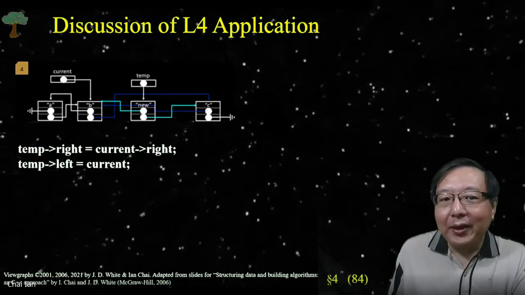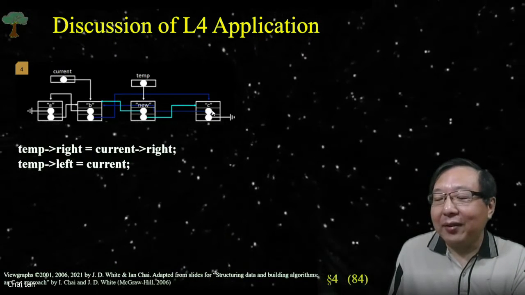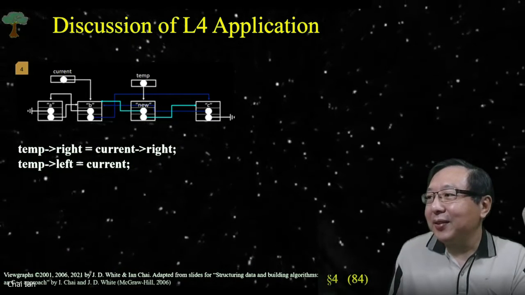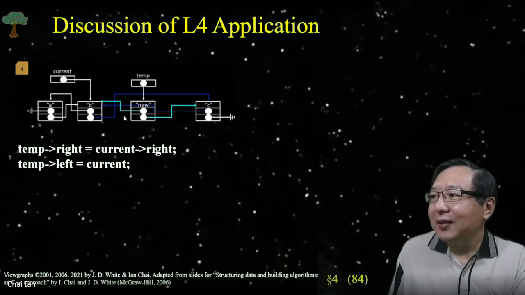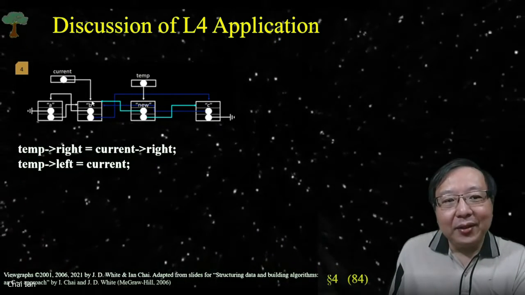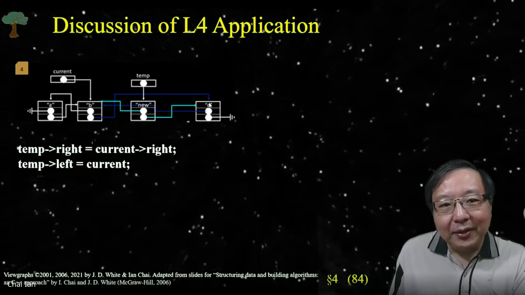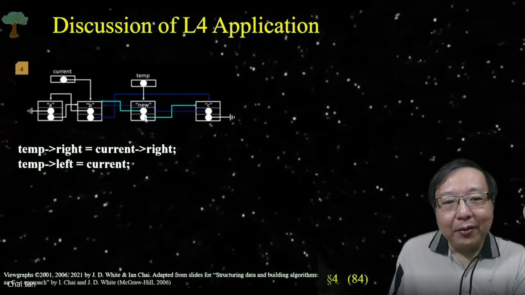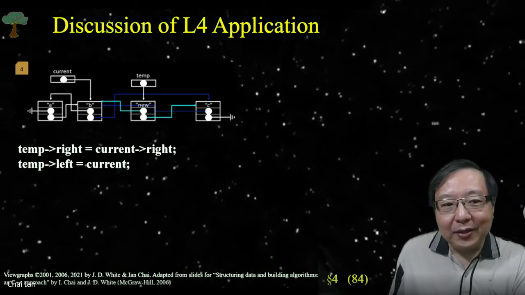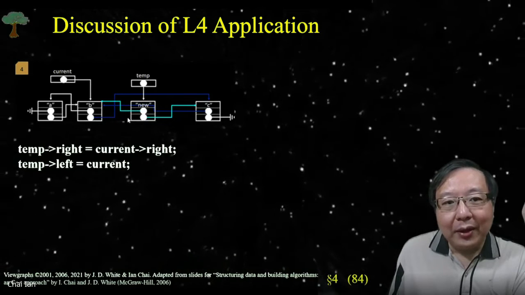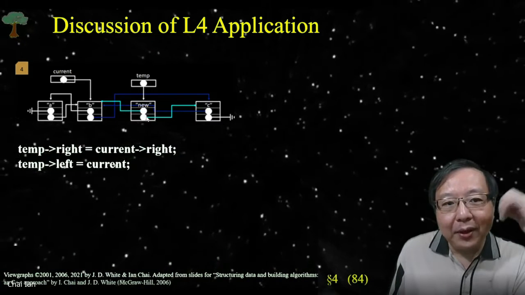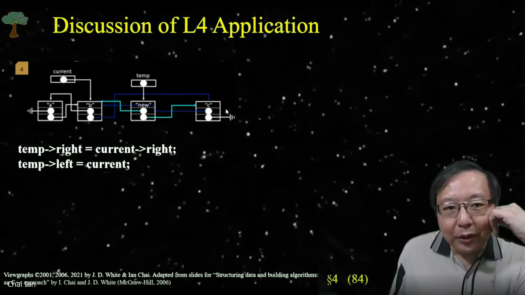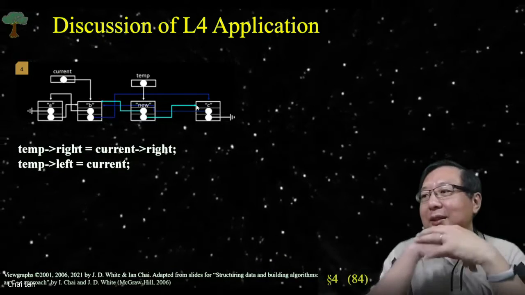This is the crucial part. Anybody confused? I don't mind explaining again. Anybody need clarification? This is current, so this is current arrow right. It's pointing at the node containing C. This is temp, and this is temp arrow right. We want it to point at the node containing C. That's why we say temp arrow right equals current arrow right. Temp arrow right is this pointer, equals current arrow right, this pointer. So this pointer is pointing at C, and now this pointer is also pointing at C.